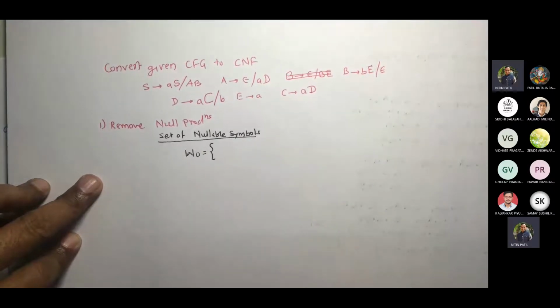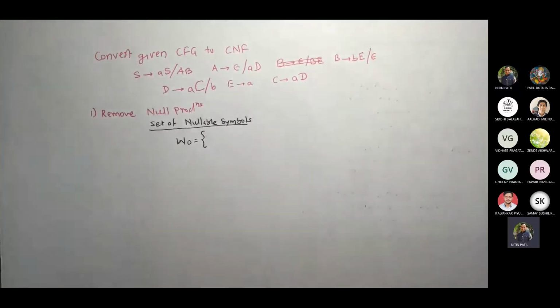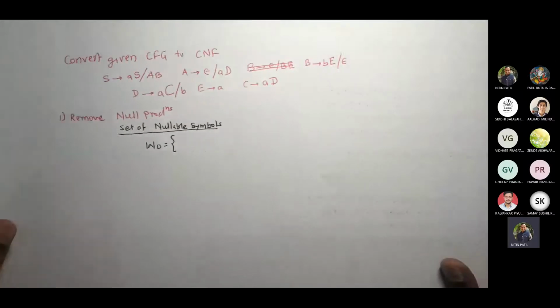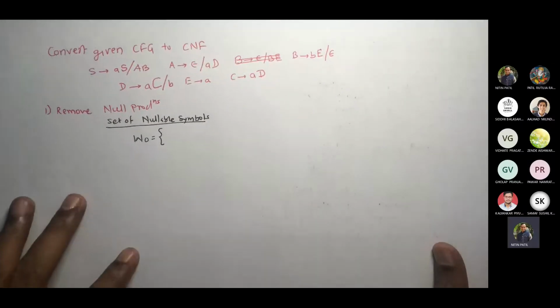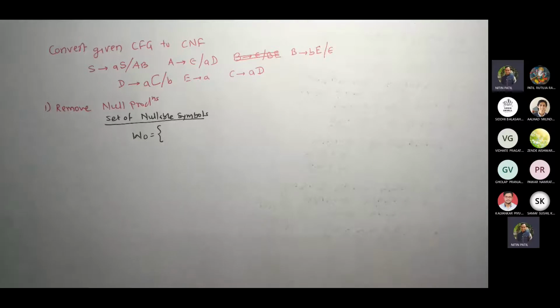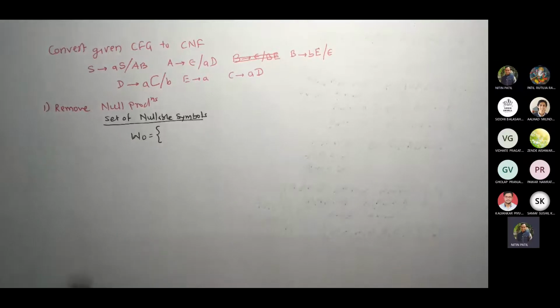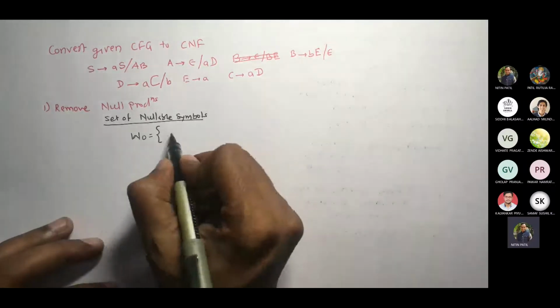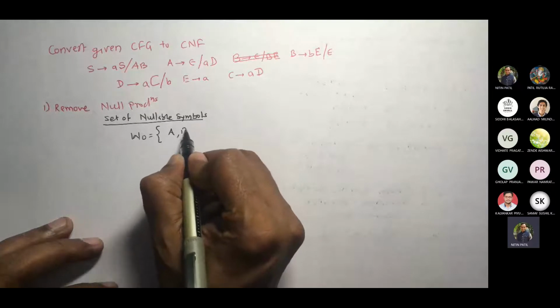You add every variable which is giving you an epsilon. Which are the variables giving you epsilon now? A and B. So A, B.